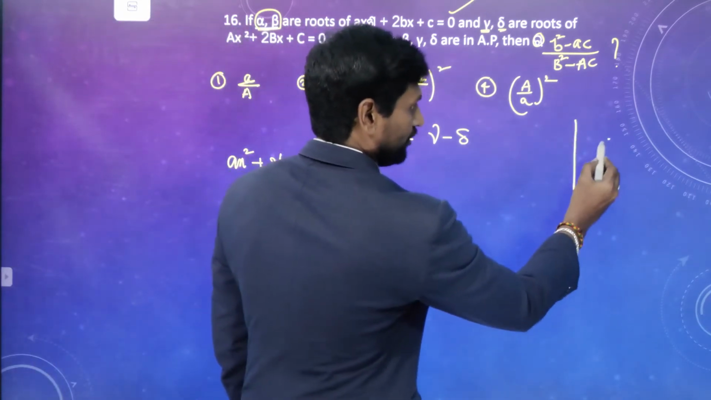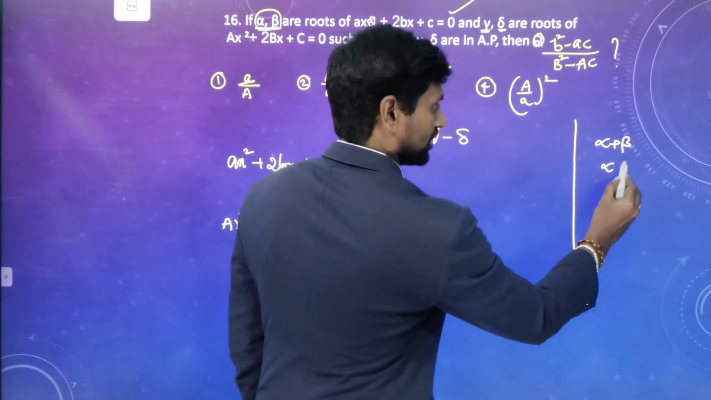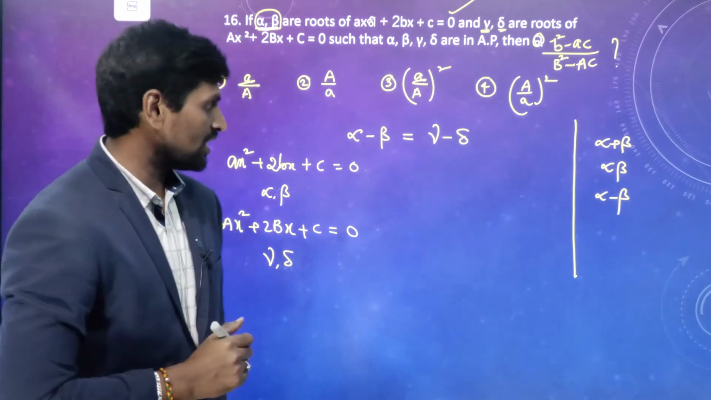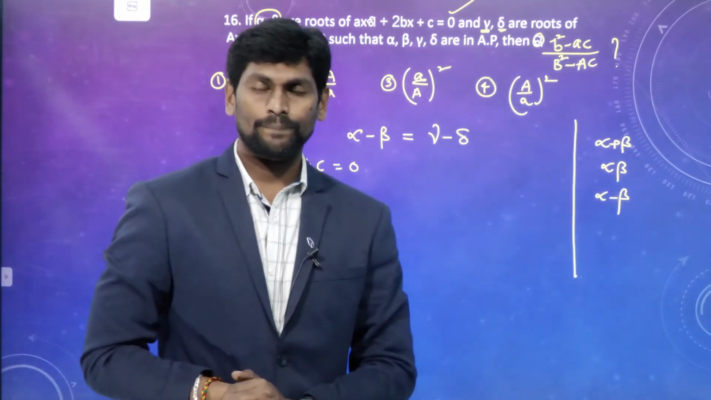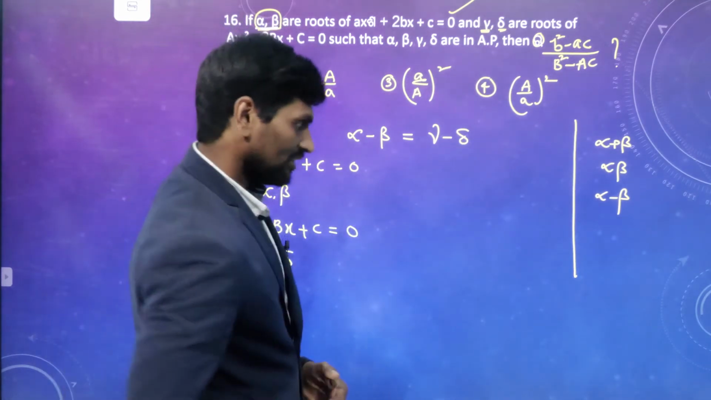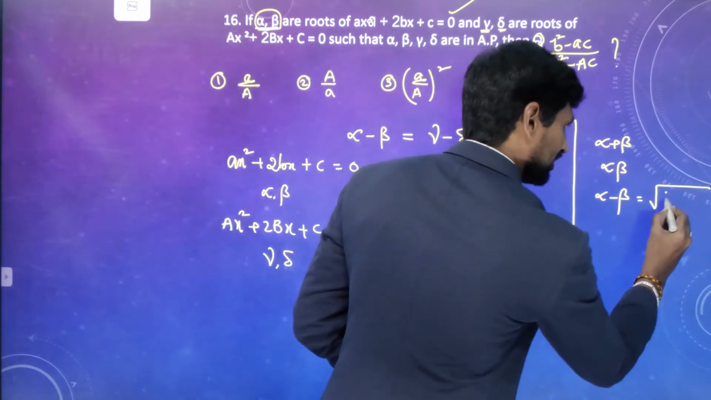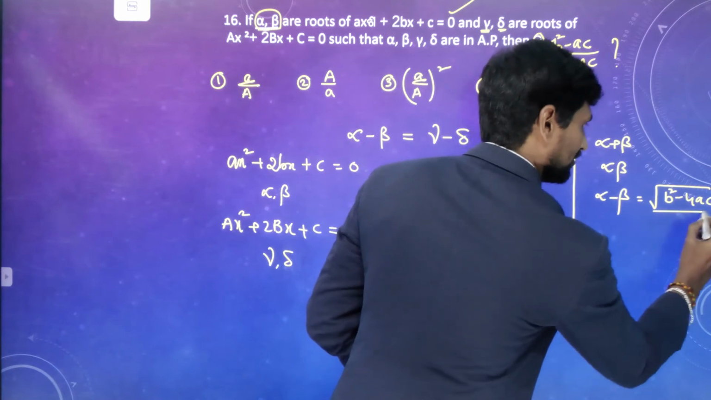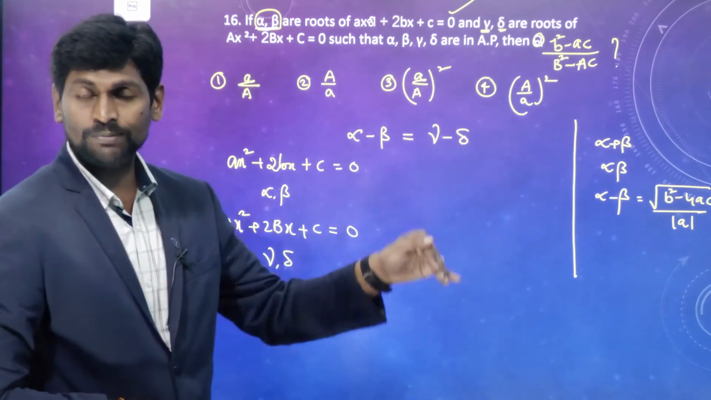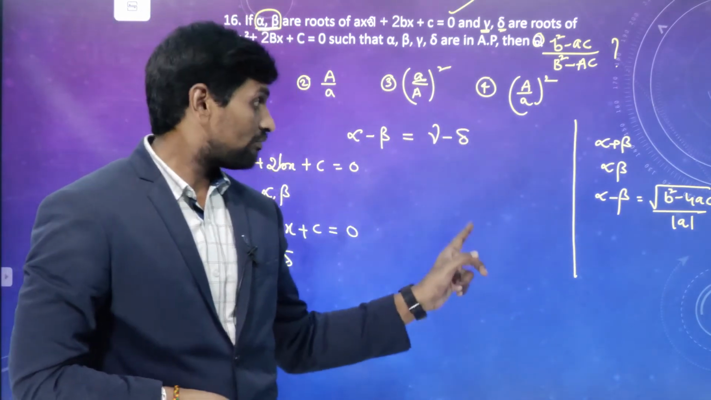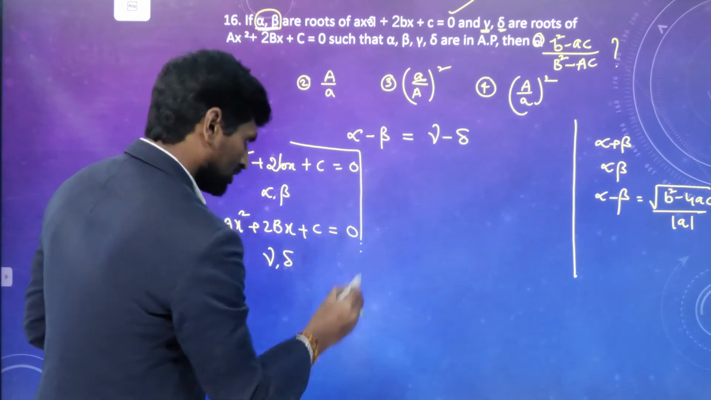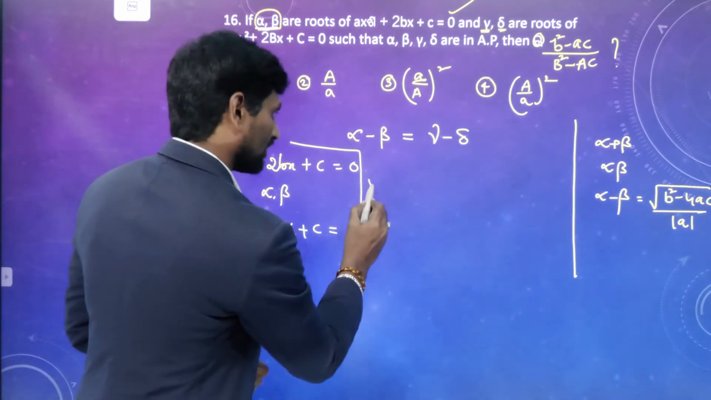And we know the sum of roots, product of roots, difference of roots. What is the difference of roots formula? Alpha minus beta formula? Say any one of you. Yes, very good. It is root over b square minus 4ac by modulus of a. This is the formula for difference of roots. Sum of roots is minus b by a, product of roots is c by a, difference of roots is root over b square minus 4ac by modulus of a. Now, I am substituting here alpha minus beta.